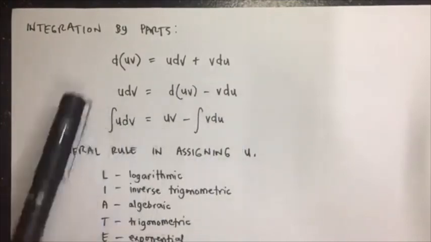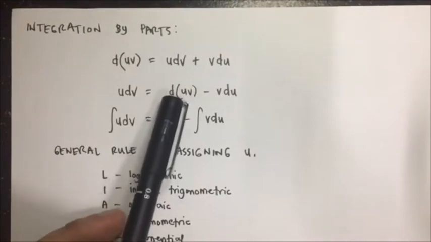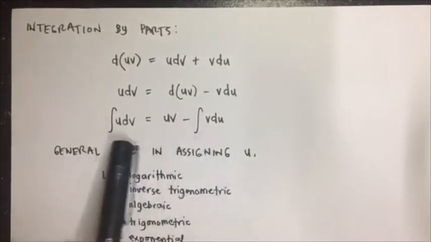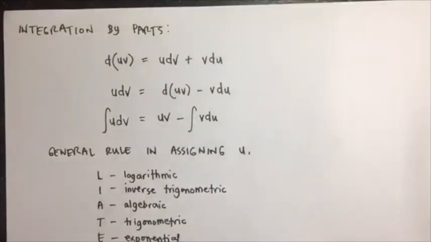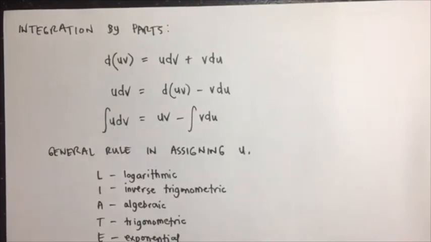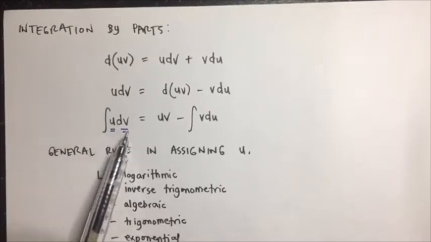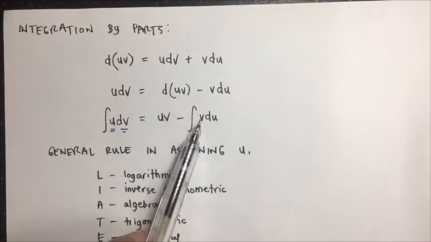And then integrating both sides, the integral of u dv is the integral of u dv. Then the integral of d(uv) is uv, and the integral of v du is the integral of v du. So we have this formula for integration by parts: the integral of u dv is equal to uv minus the integral of v du. What we actually do in integration by parts is divide the integrand into u and dv, the u part and the differential part. Once we have assigned properly what is u and what is dv, then we can apply this formula.